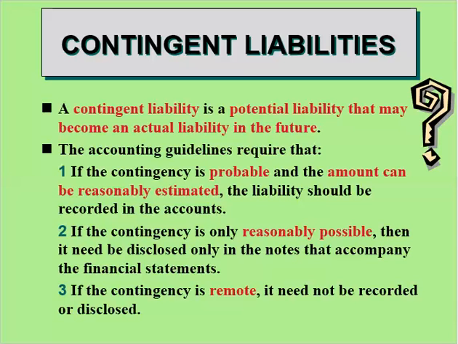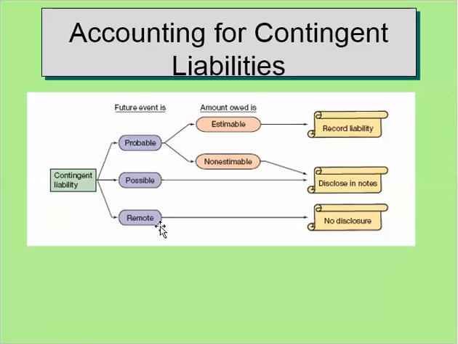Let's take a couple of minutes and talk about contingent liability. So this is a potential liability that might become an actual liability in the future. Let me give you some examples. And we have 3 different guidelines that apply. One is if it's probable, we can estimate the amount or not, whether it's just reasonably possible, or whether the contingency is remote. So this is a really good graph that explains those.